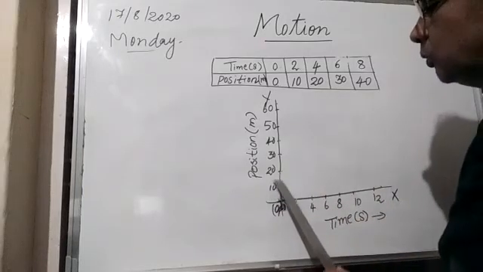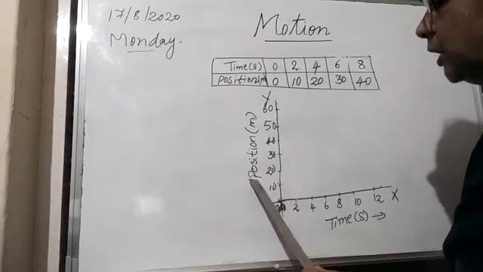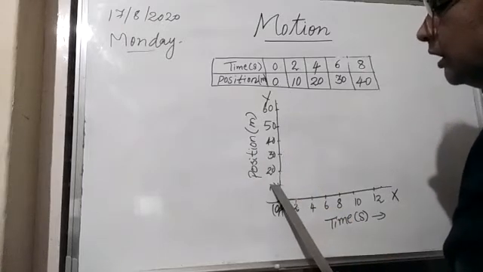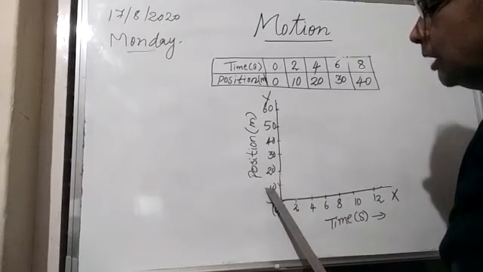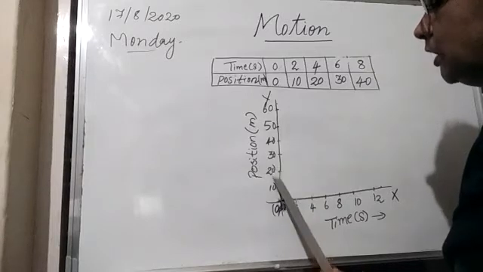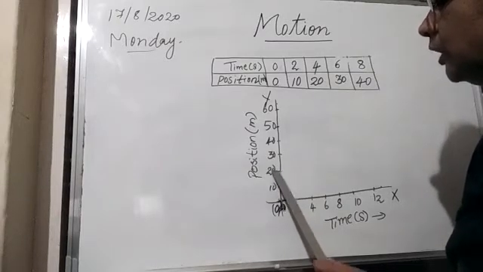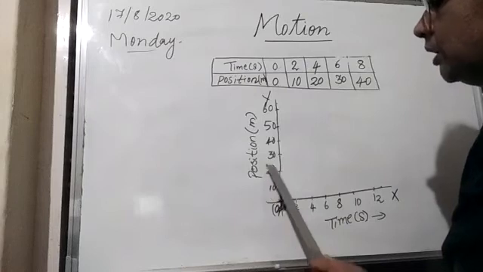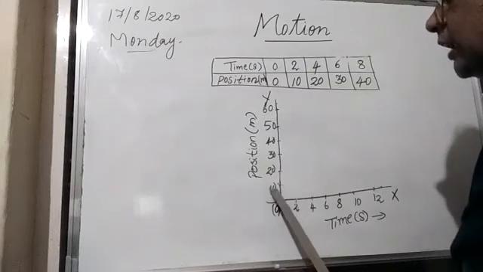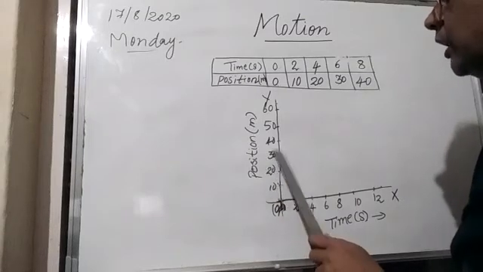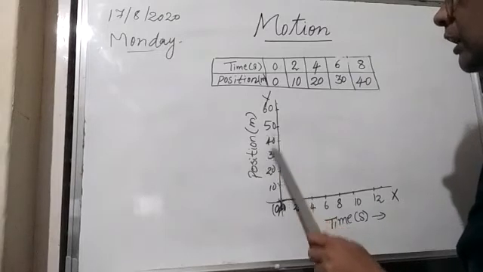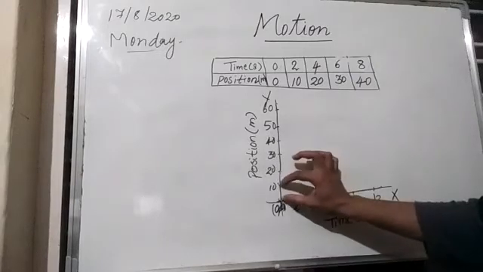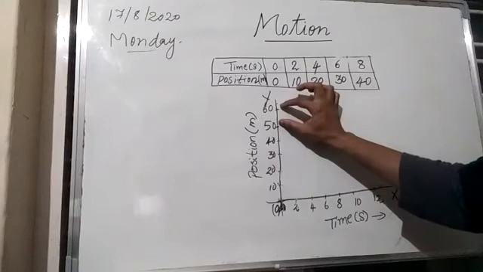Now, each unit on the y-axis, how many meters? From 0 to the first unit it is 10 meters. Then between these two, from 10 to 20, the difference is 10 meters. So 20 to 30, 10 meters; 30 to 40, again 10 meters. So each unit on the y-axis represents 10 meters.